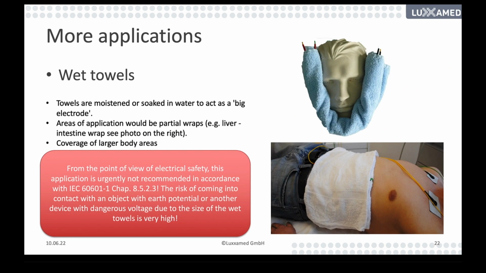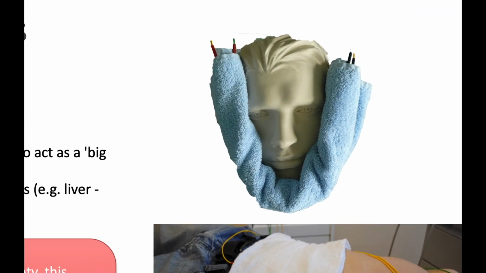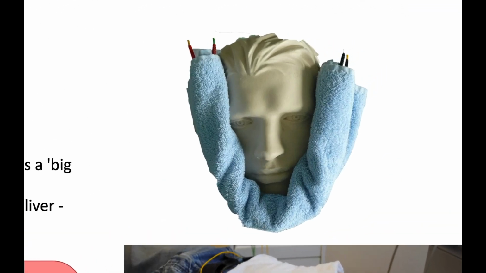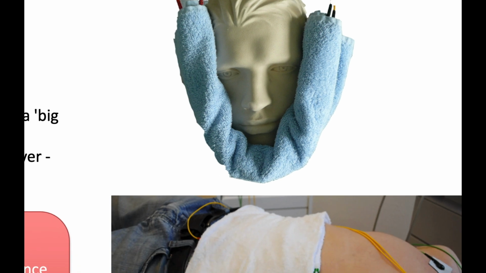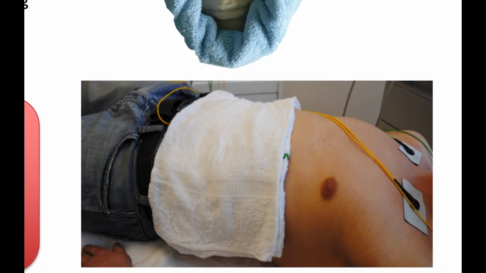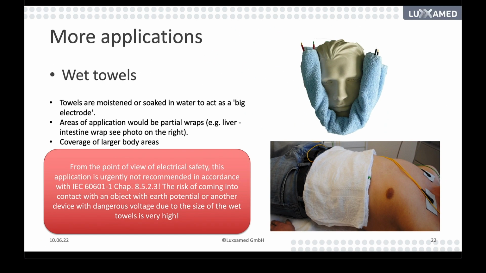Then we have more applications. Of course, we have the wet towels. That is, you take a towel and moisten it or soak it in water to act as a big electrode. So the full towel is wet, and you put it on some places, like here you can see on the cervical spine or on the face, and down you can make something like a liver wrap. You can cover large areas of the body with this towel, which is acting like a big electrode.